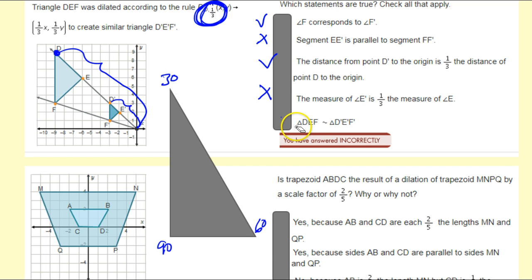And then last statement, triangle DEF is similar to triangle D prime, E prime, F prime. Well, of course. It says so right in the problem. Triangle DEF is dilated according to this rule to create similar triangle D prime, E prime, F prime. So they told you right there that the triangles are similar. And just in general, when you do a dilation, you are creating similar triangles. So that's definitely true. Alright, so these are the answers.